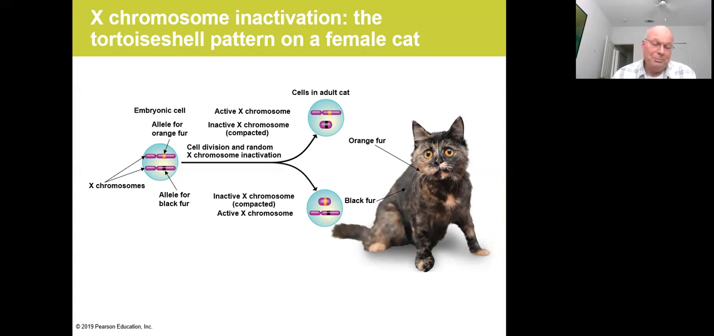And the daughter cells simply inherit the inactivated X chromosome, which means that when you look at a tortoiseshell cat, what you're seeing is that random distribution of inactivated X chromosomes, because the different parts of the body are derived from different cells within that little ball of cells when the X chromosomes were inactivated.